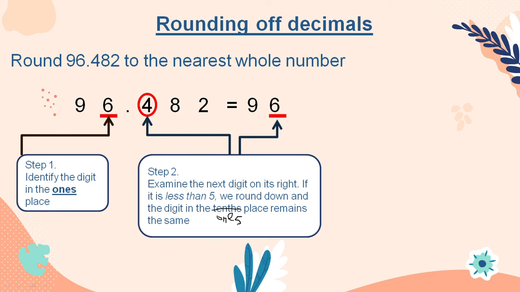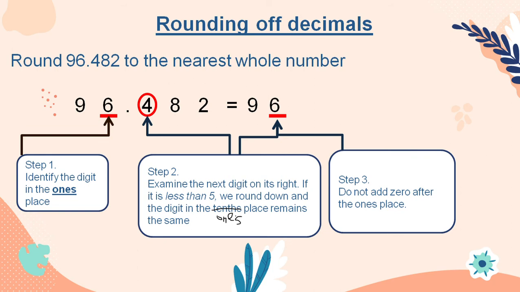And the last step, you don't need to put 0 after the ones place. Because you only need to round it to the nearest whole number. So 96.482, when you round to the nearest whole number, equals 96.